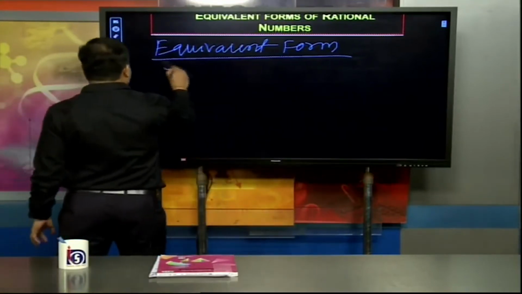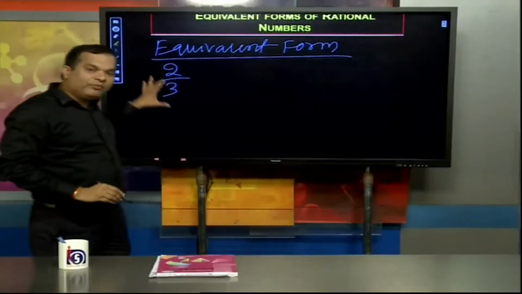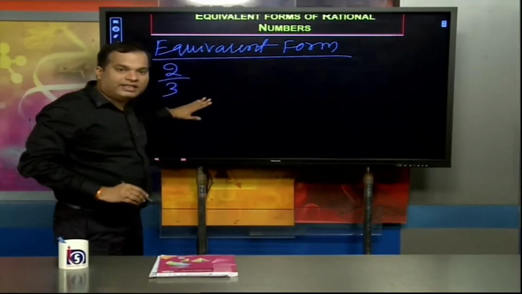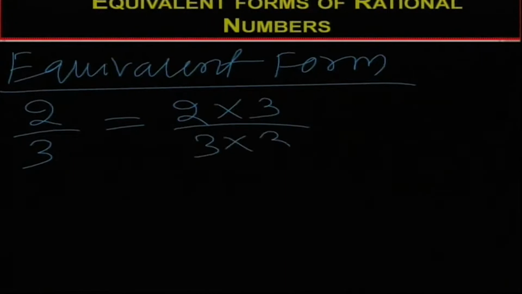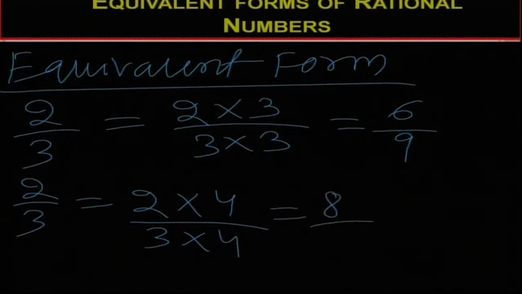For example, suppose I take 2 by 3. 2 by 3 is a rational number. Yes, it is of the form P by Q where Q is not equal to 0. Here the numerator is 2 and the denominator is 3. So I can write 2 into 3 divided by 3 into 3. Its value is 6 by 9. So, dear learners, what do you observe? I can also write 2 by 3 as 2 into 4 divided by 3 into 4. So you will get 8 by 12.